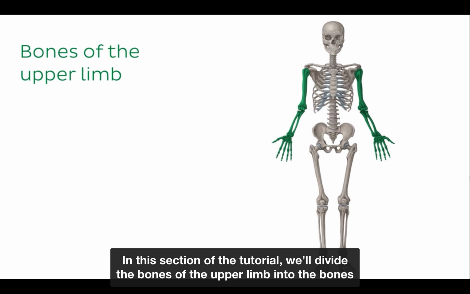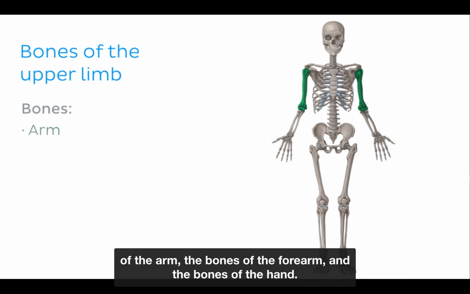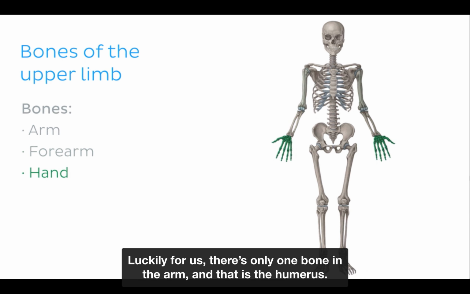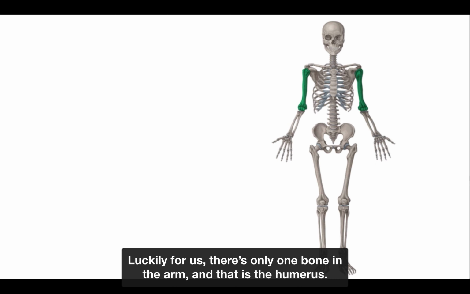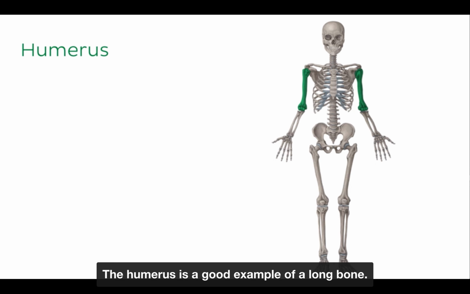In this section of the tutorial, we'll divide the bones of the upper limb into the bones of the arm, the bones of the forearm, and the bones of the hand. Luckily for us, there's only one bone in the arm, and that is the humerus. The humerus is a good example of a long bone.